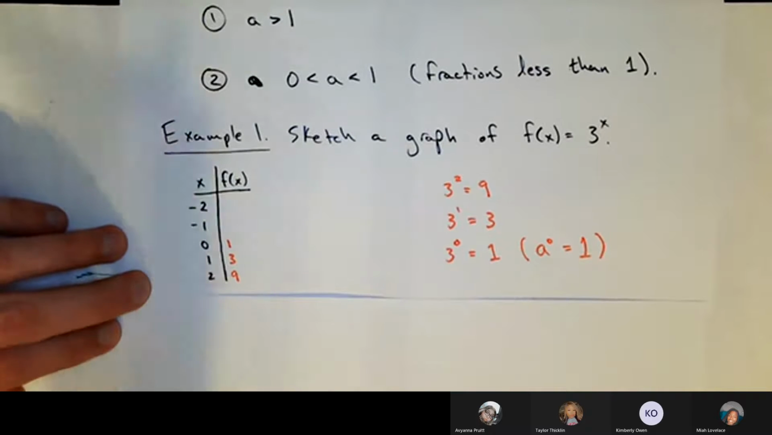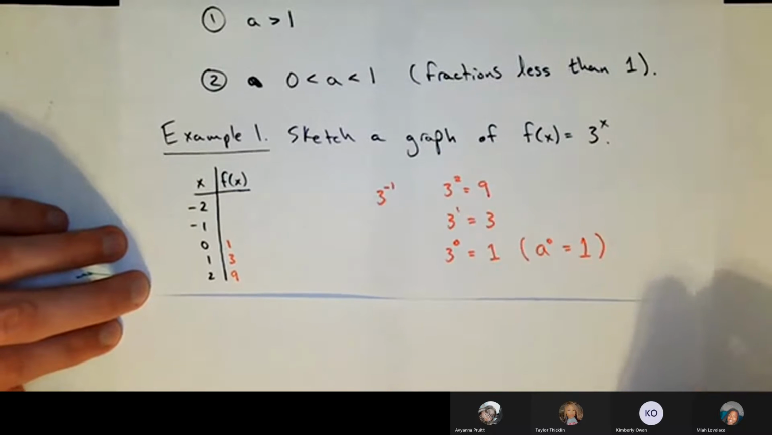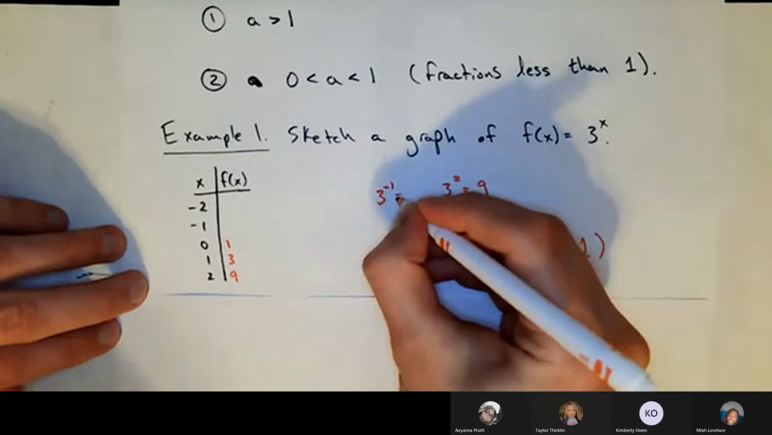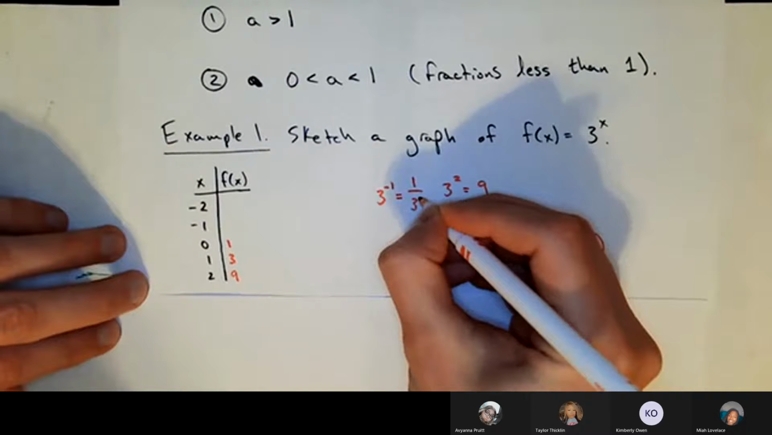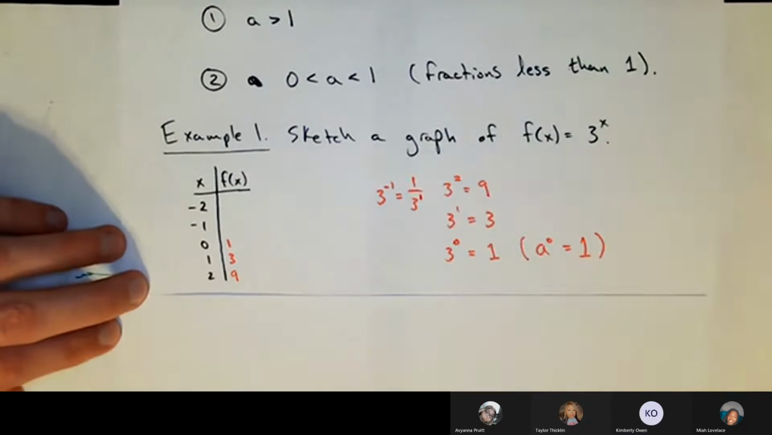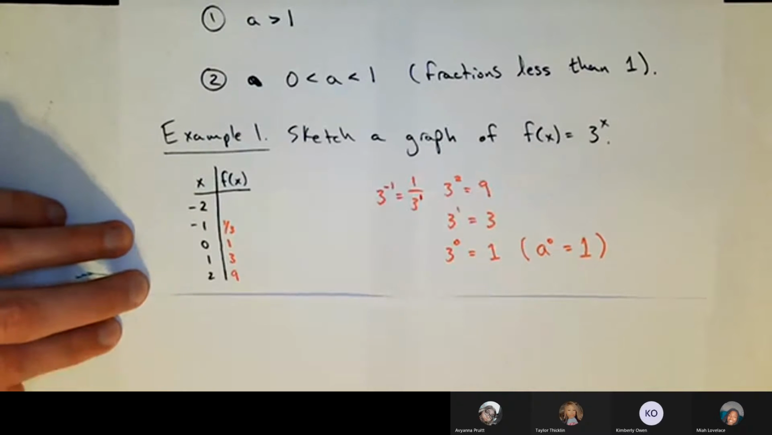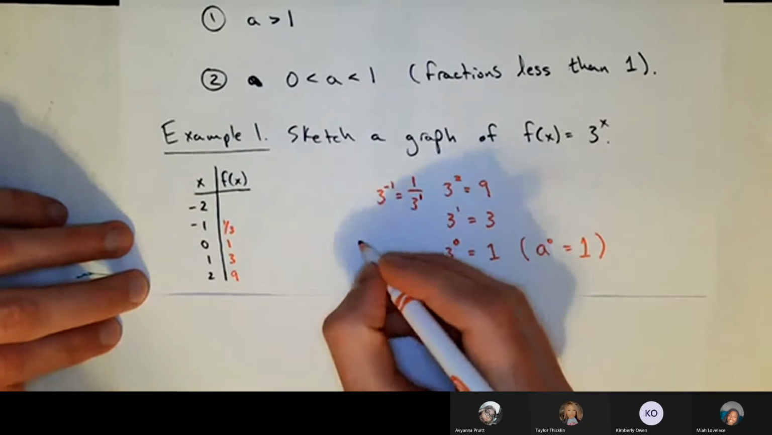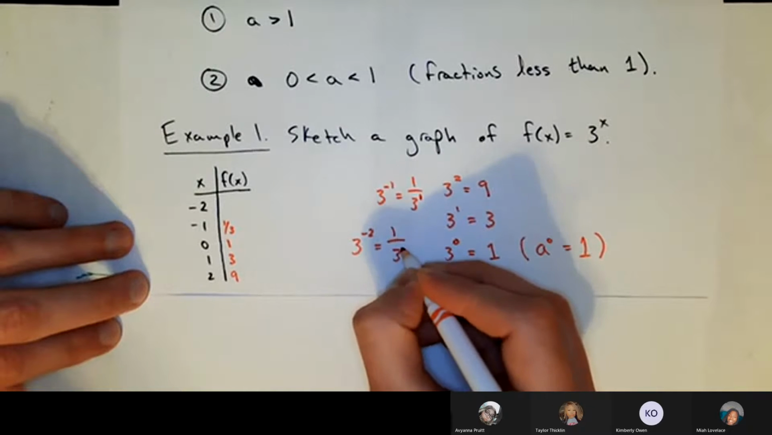That's 1. Now, what about 3 raised to the -1? So now we need to recall our exponent rules. Exponent rules tell us 3 raised to the -1 is the same as 1 over 3 to the first power. That's what a negative on the exponent does. So that's just 1/3. So I got to squeeze that in here. That's 1/3. Then 3 raised to the -2nd power is the same as 1 over 3 squared.